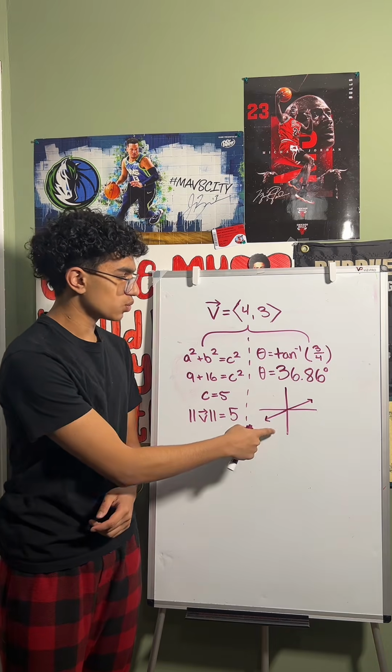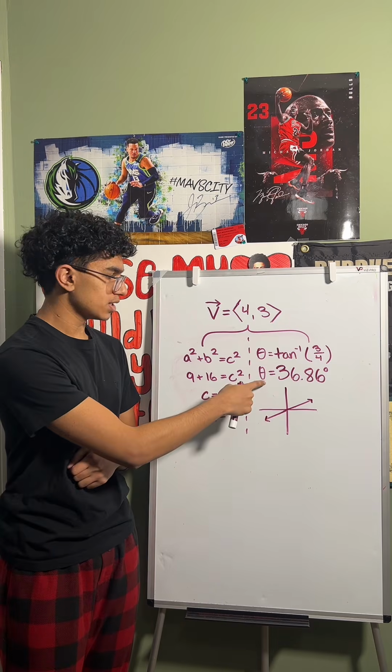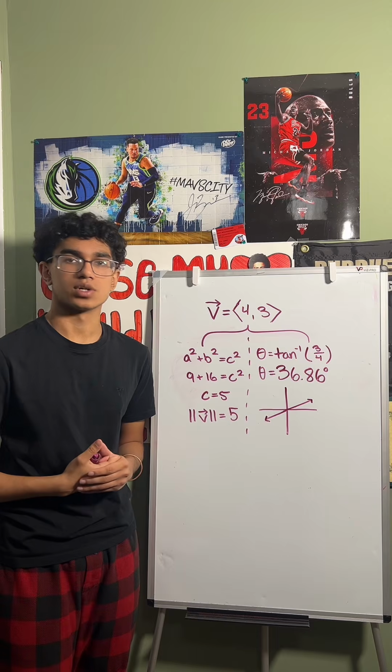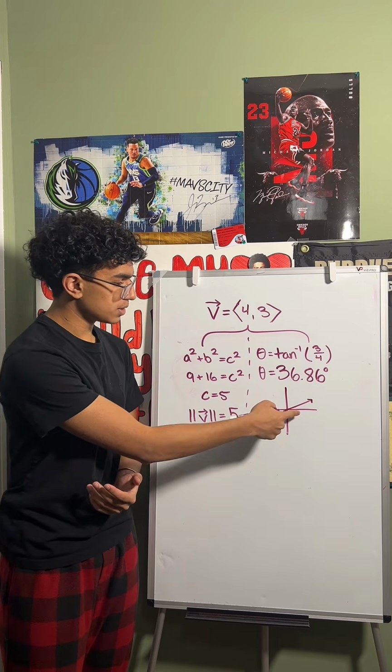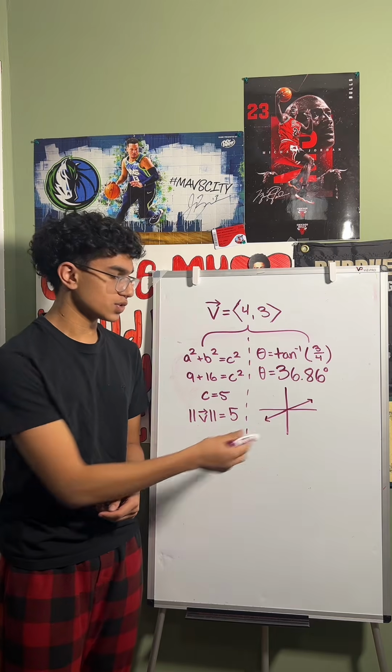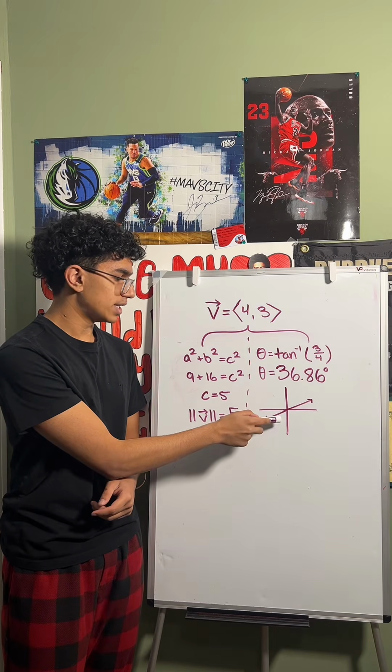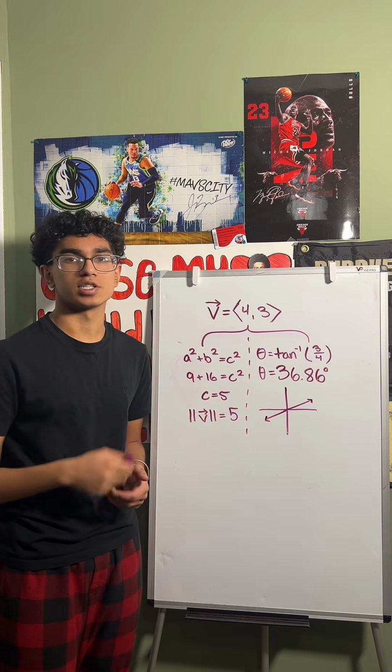These two vectors will give you the exact same angle because of how inverse tangent works. So due to that, you have to make sure you use the right angle. This will be 36.86, and this will be 180 plus 36.86.